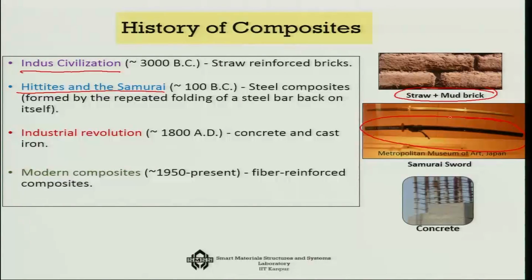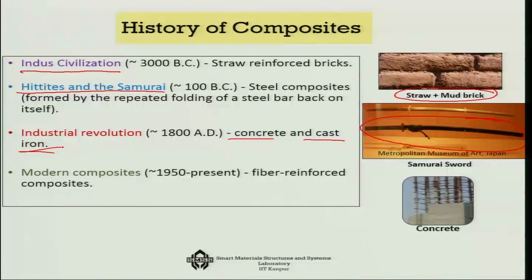At a later stage, with the industrial revolution, we got two great products of composites. One is the concrete and another is the cast iron. Both of them became actually revolutionized post-industrial revolution.